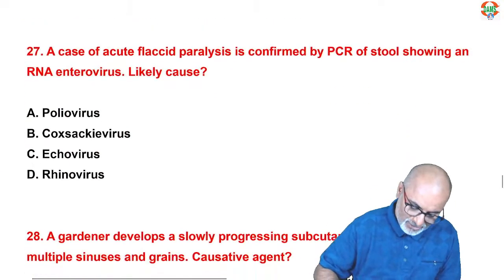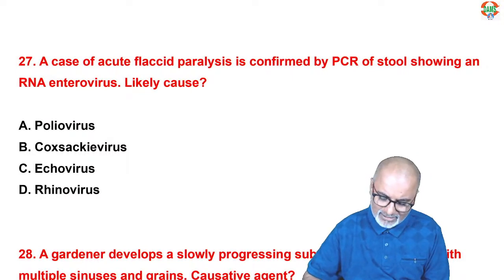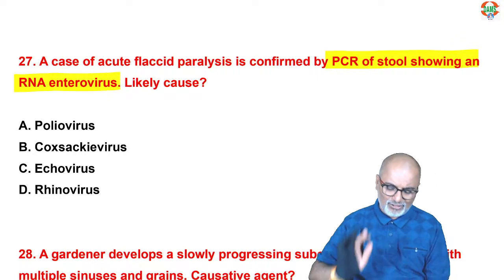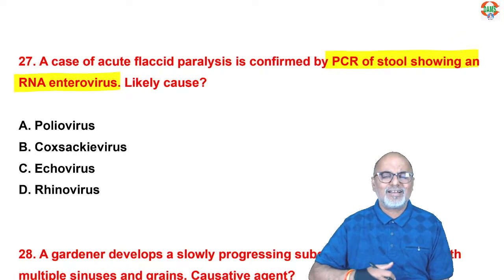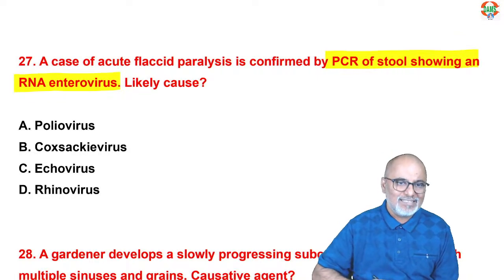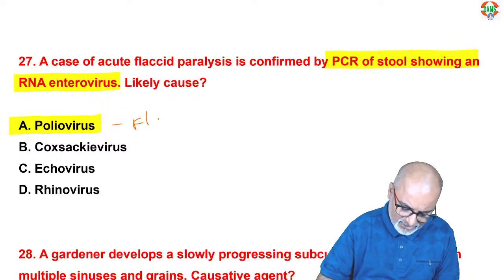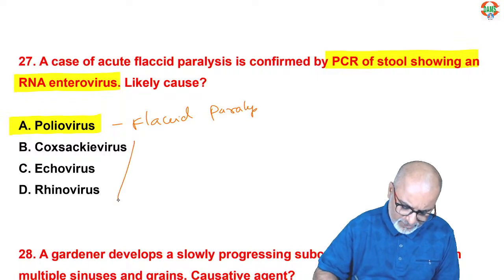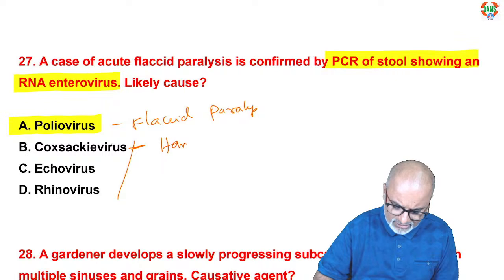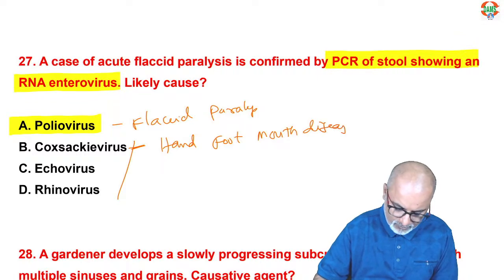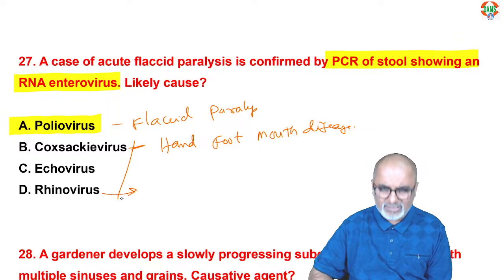A case of acute flaccid paralysis is confirmed by PCR, stool showing an RNA enterovirus. Likely cause? Flaccid paralysis, RNA enterovirus is poliovirus. Poliovirus causes flaccid paralysis. All are enterovirus. Coxsackie causes hand, foot, mouth disease. Rhinovirus causes respiratory infections.